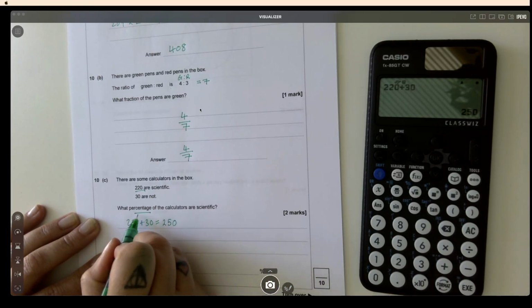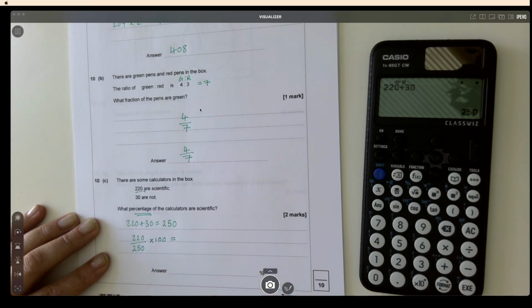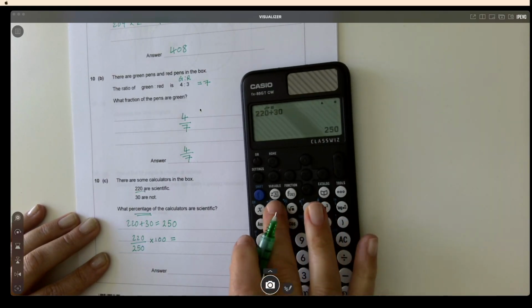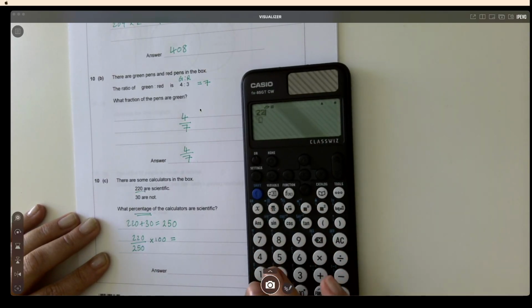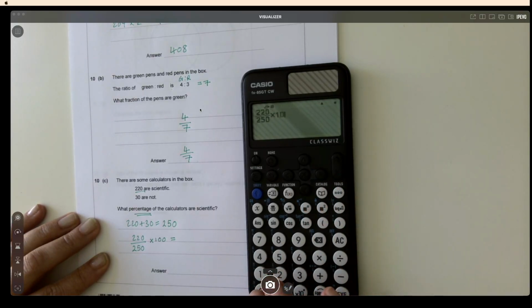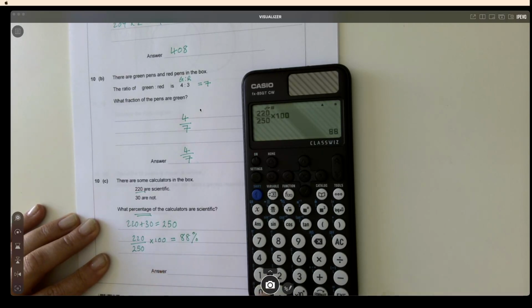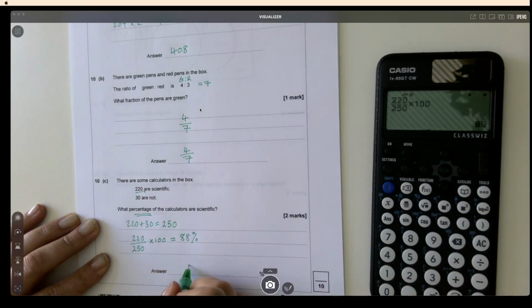We want a percentage, so we're going to multiply that by 100. So we can use our fraction button, 220 over 250, arrow away from the fraction, multiplied by 100, which gives us 88% that are scientific. So we'll write 88 on our answer line.